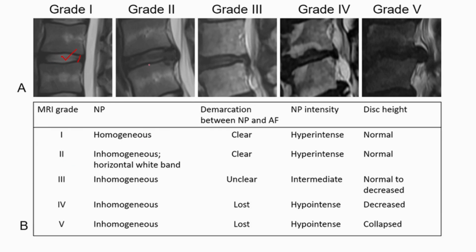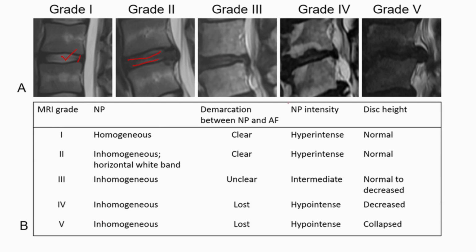In grade 2 it becomes inhomogeneous and horizontal white bands can be seen, as you can see in this image. These are the horizontal white bands. Demarcation is still clear between the annulus fibrosus and the nucleus pulposus, and it is still hyperintense in T2, whereas disc height is normal. In grade 3 it is inhomogeneous. You can see in this image no clear demarcation between the nucleus pulposus and the annulus fibrosus, and signal intensity is also lost, so it becomes intermediate, and disc height may be decreased or it may remain normal.